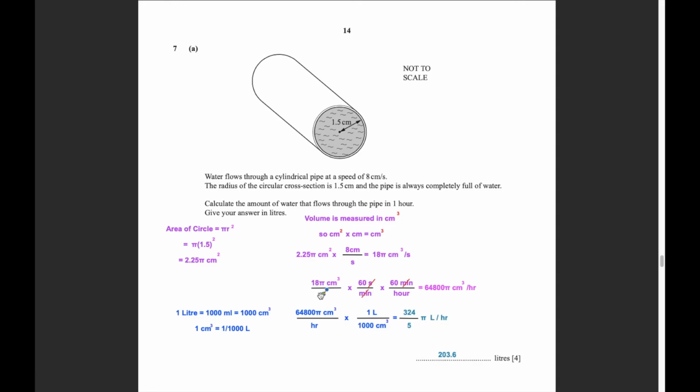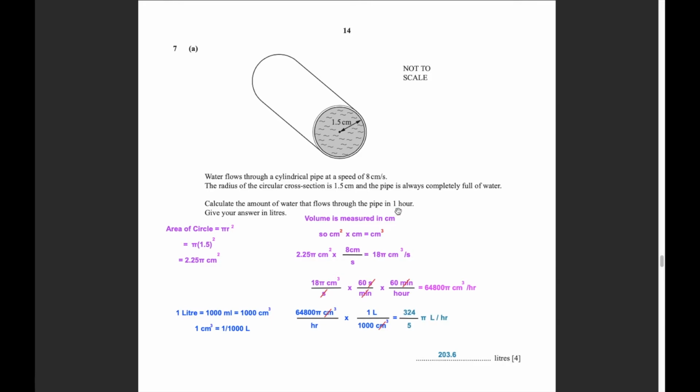So I'm going to just copy, paste. So we have centimeter cubed right here. That's gone. What do we have left? We have liter at the top and hour at the bottom. So when you multiply, you get 324 divided by 5 pi liters per hour. Now they told us the answer for 1 hour. So if you place that in your calculator, it is about 203.6 liters.